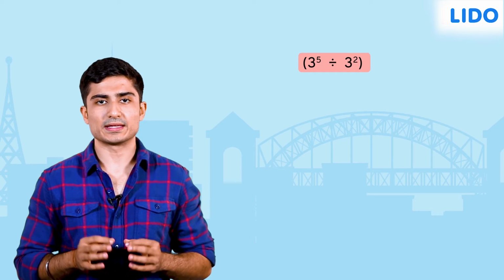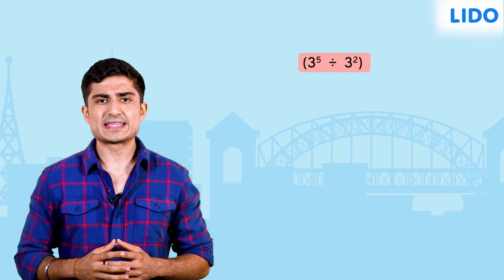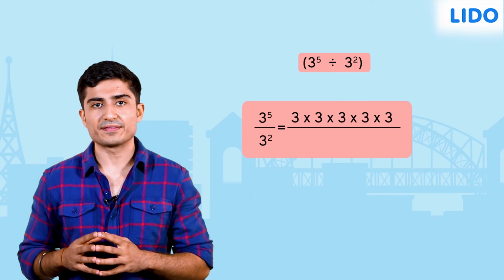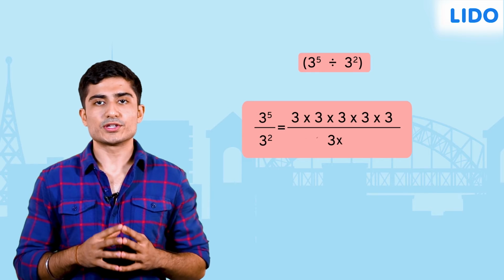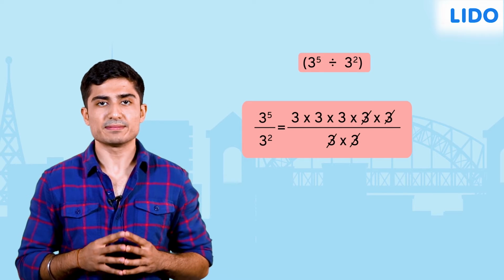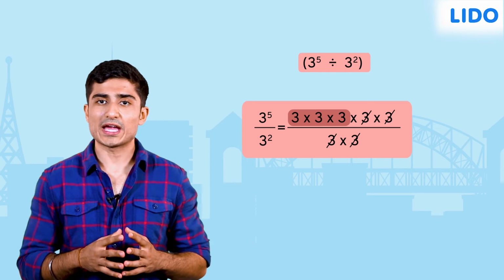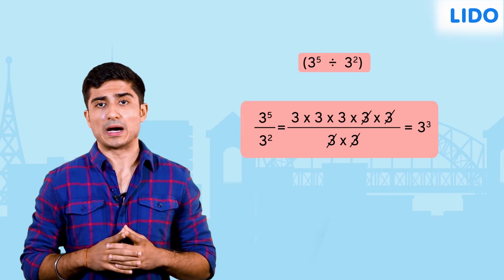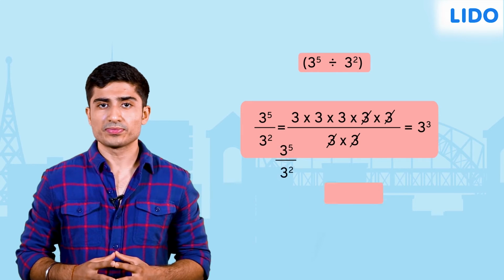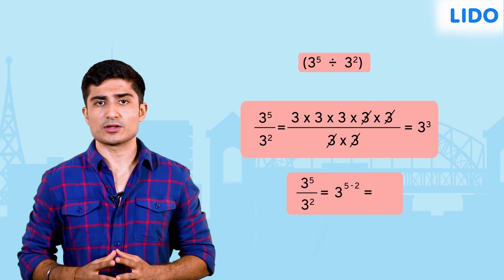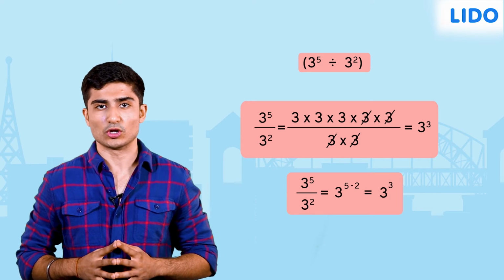Next, consider the division shown. Here we have two powers with like bases in division. Let's simplify this. 3 raised to 5 means that 3 is multiplied by itself 5 times, and 3 raised to 2 means 3 multiplied by itself twice. This on simplification gives 3 multiplied by itself thrice, which can be expressed as 3 raised to power 3. Can you catch the relation between powers being divided and the simplified power? The base is the same, that is 3, while the exponent is the difference of the exponents of the number in the numerator and that in the denominator.